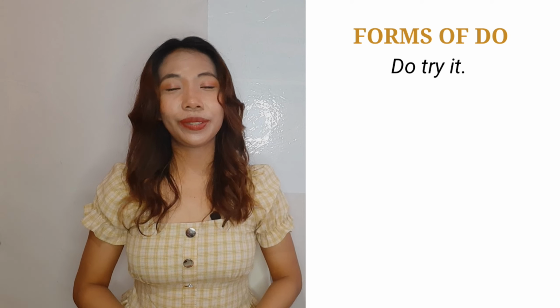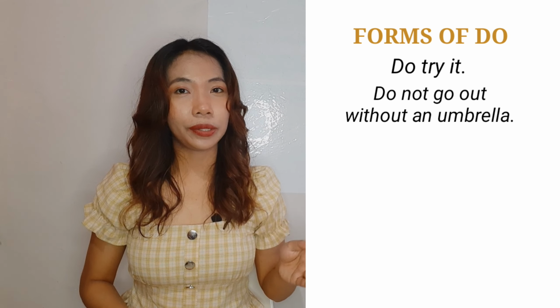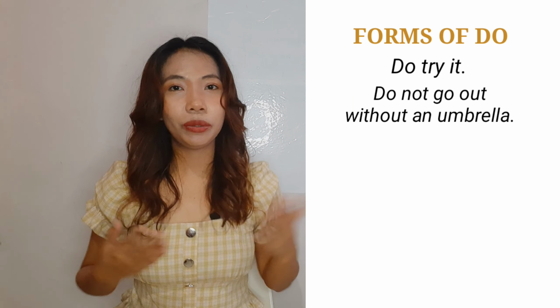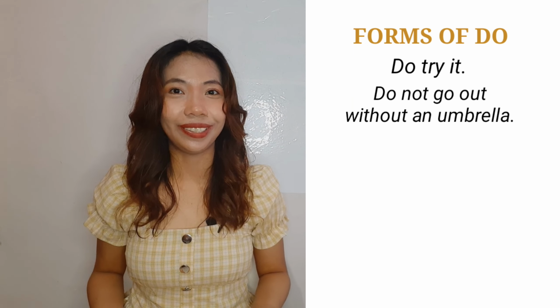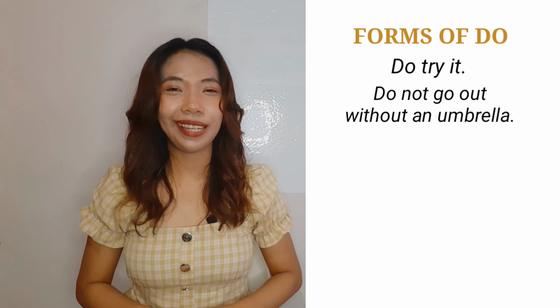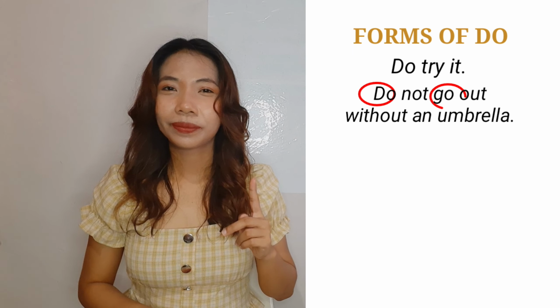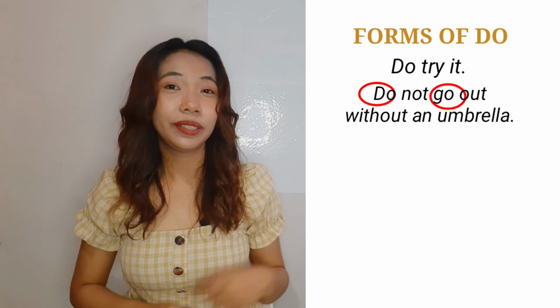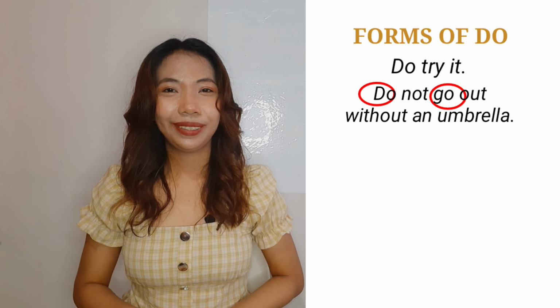We can also use forms of do in negative form. Don't go out without an umbrella, because you know it's rainy season. So yeah, always bring an umbrella. Anyway, in this sentence, we have two verbs. We have don't, the negative form of do, and we have go.